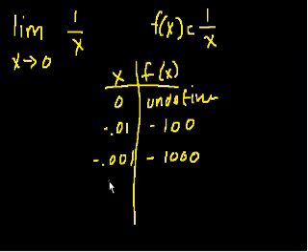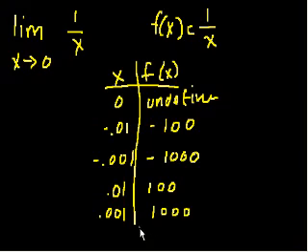Similarly, when you go from the other direction, when x is 0.01, there you get positive 100, right? When x is 0.001, you get positive 1,000. So as you approach 0 from the negative direction, you get larger and larger negative values, or I guess smaller and smaller negative values. And as you go from the positive direction, you get larger and larger values.